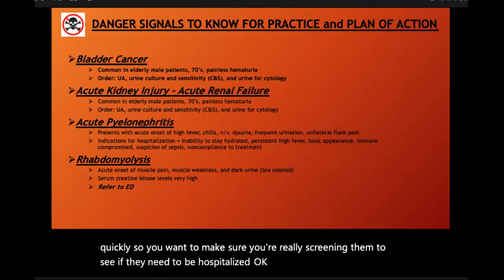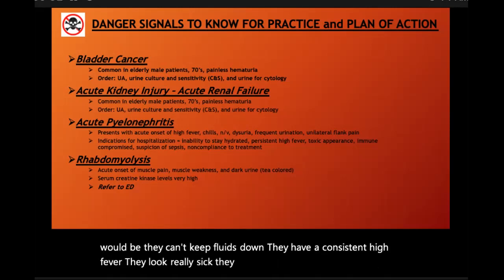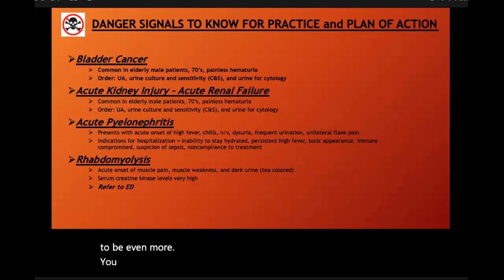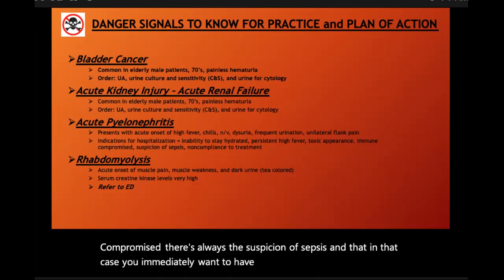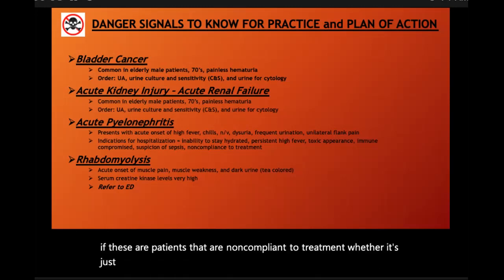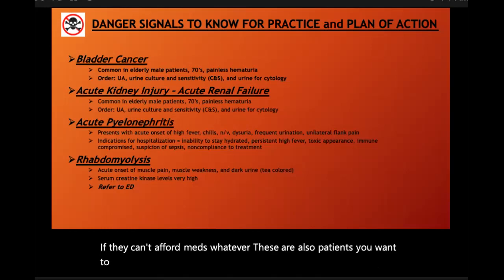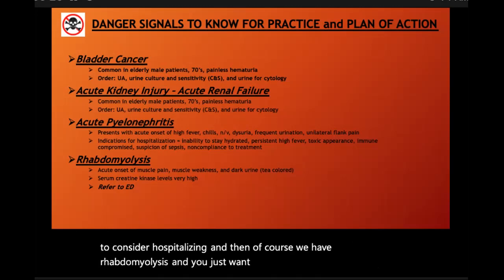Indications for hospitalization would be they can't keep fluids down, they have a consistent high fever, they look really sick, they already have immunocompromised issues or comorbidities that are causing them to be even more immunocompromised. There's always the suspicion of sepsis, and in that case, you immediately want to have them hospitalized. Or of course, if these are patients that are non-compliant to treatment, whether it's out of sheer non-compliance or just the inability to be compliant, if they can't afford meds, whatever, these are also patients you want to consider hospitalizing.